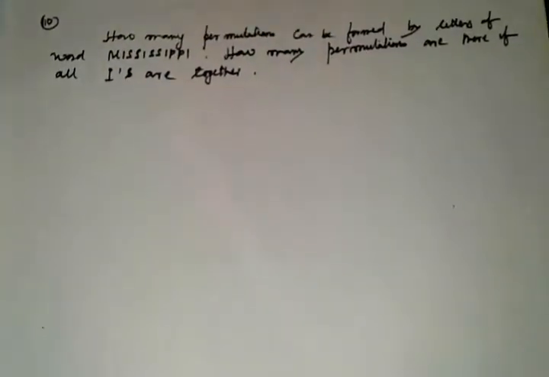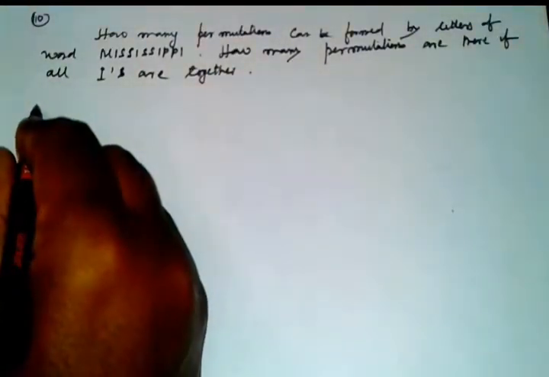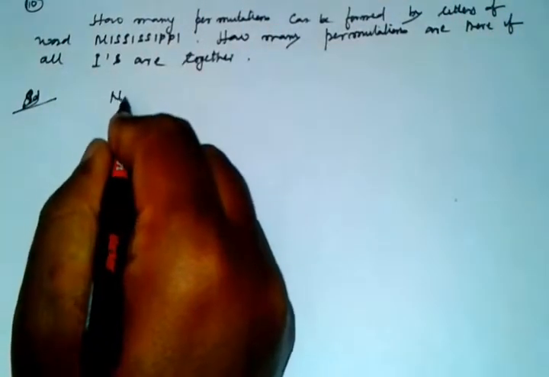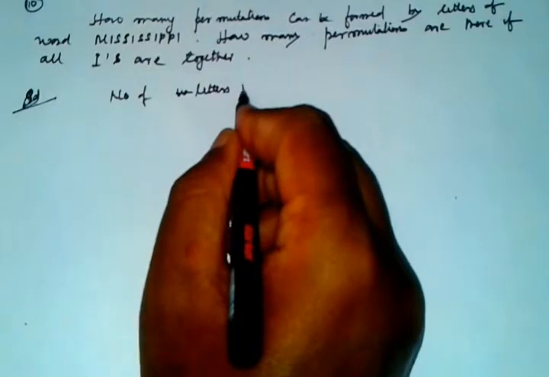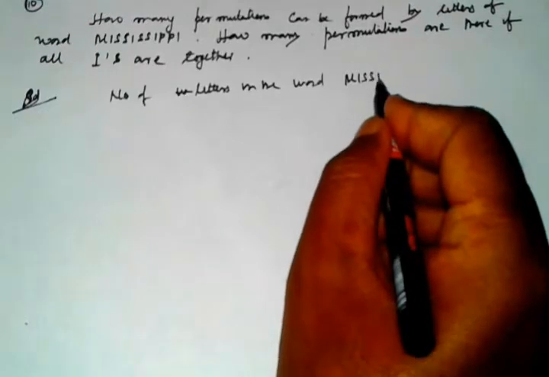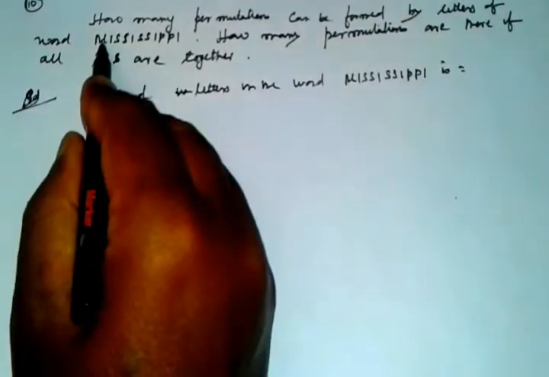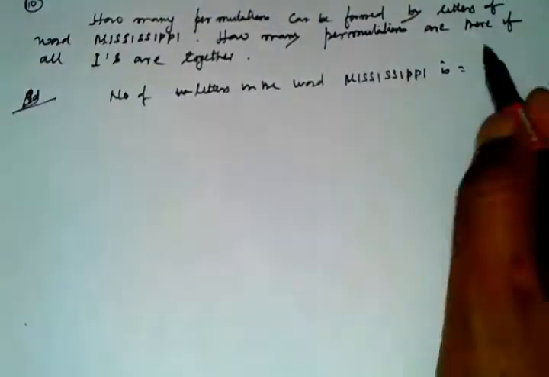Next problem, that is how many permutations can be formed by the letters of the word Mississippi. And solution. Number of letters in the word Mississippi is equal to, there is 1, 2, 3, 4, 5, 6, 7, 8, 9, 10, 11.